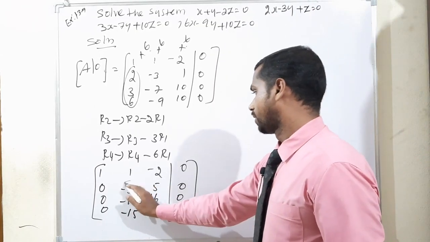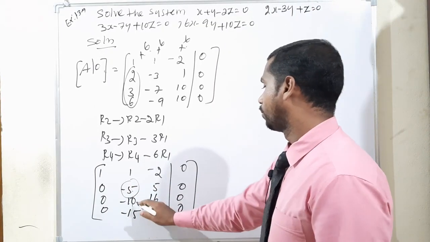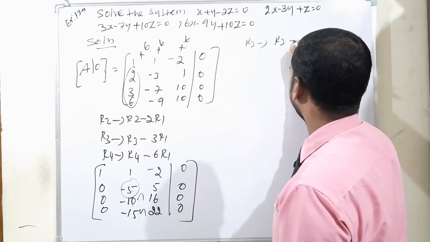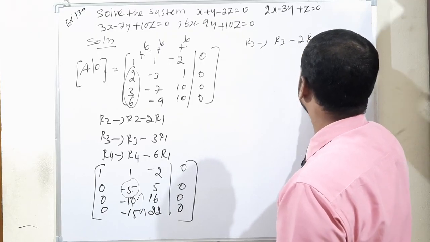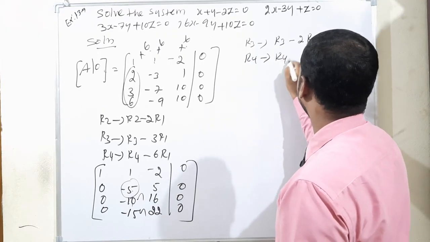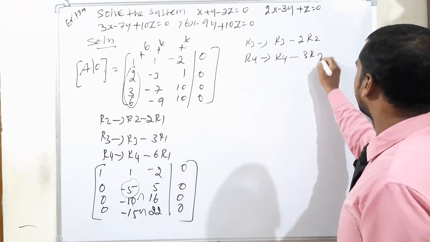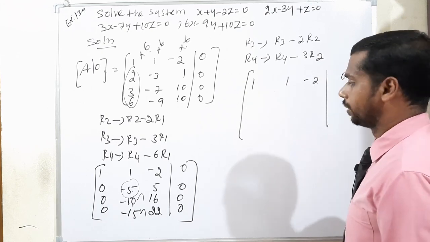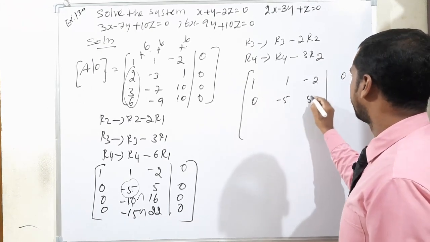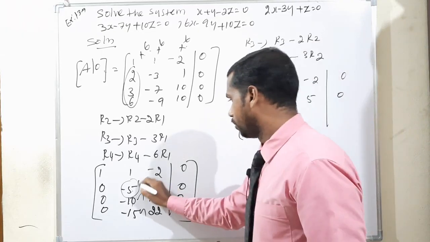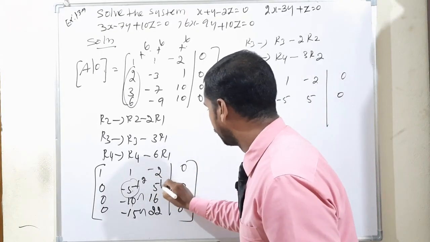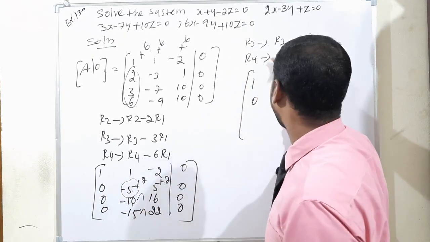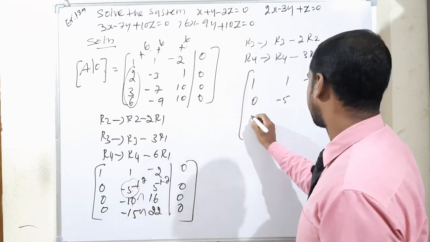Next, when starting the non-zero is the second row, under the 2 term we have to make 0. Okay, what do we have to do? R3 gives R3 minus 2 into R2. Again R4 gives R4 minus 3 into R2. So R1, R2 as it is: 1, 1, minus 2, positive 0 will come. 0, minus 5, 0. Next, into 2, here also into 2. So minus 10, here also minus 5 into 2, minus 10 will come. We have common minus, so plus. So minus 10 plus 10 means 0 will come.